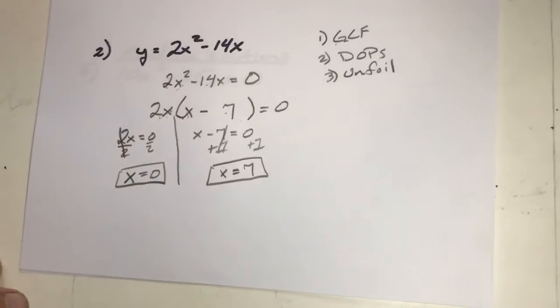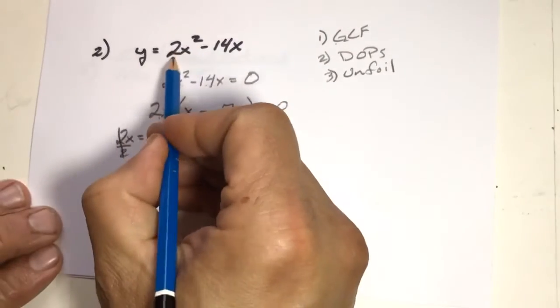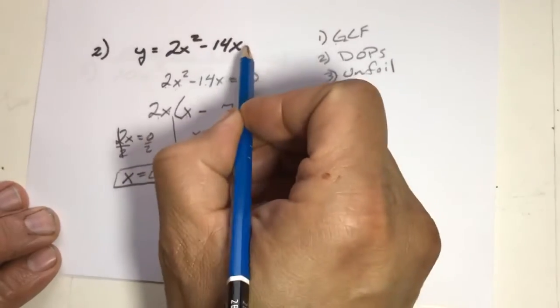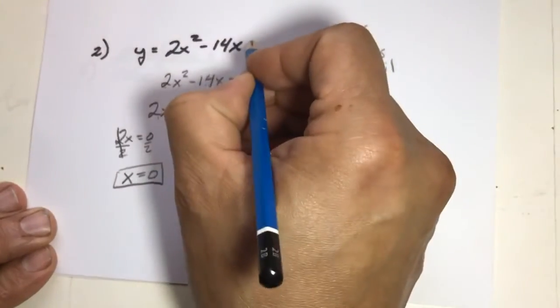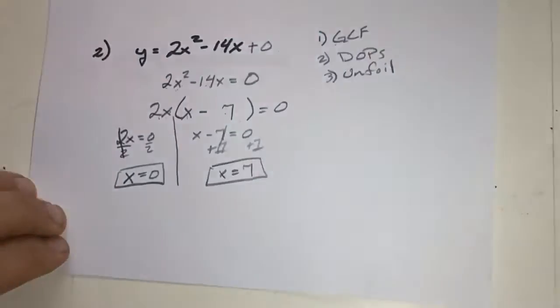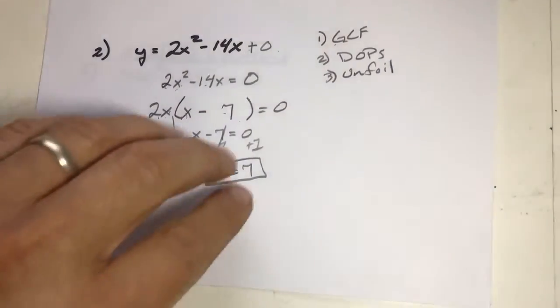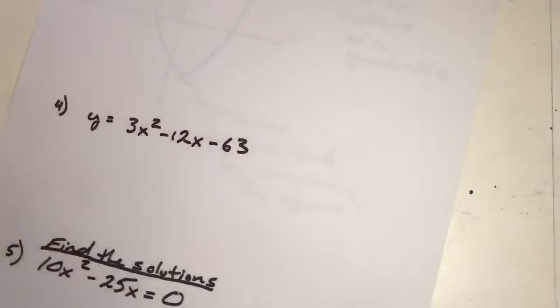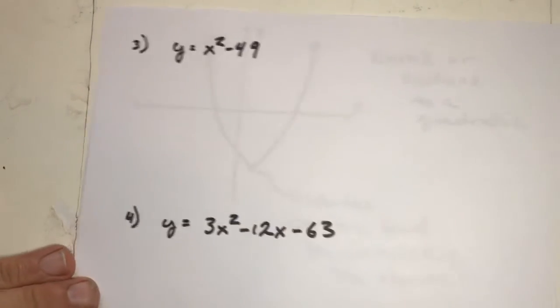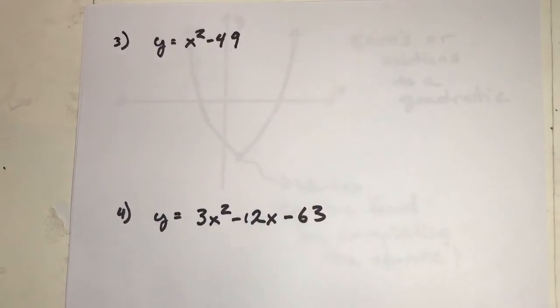Now, I do know several other things. I do know it opens up, and I do know the y-intercept. You don't see it, but it's there. Plus 0. Hits the y-axis at 0. Oh, 0, 0. All right. Keep them moving, kids.